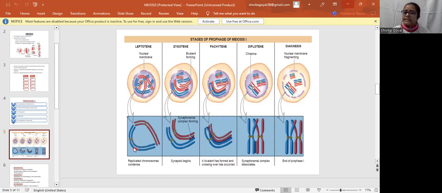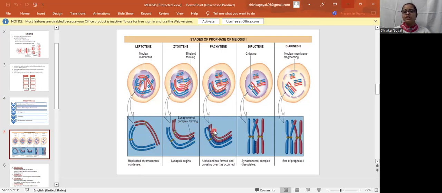Since these chromosomes are of the same type, for example, this is chromosome number 1 from the mother and this is chromosome number 1 from the father, these are called homologous chromosomes. Now, during leptotene stage, condensation of the chromosomes occurs. During zygotene, pairing of the homologous chromosomes occurs, and during pairing there is visualization of the synaptonemal complex. You can see here, the synaptonemal complex is visible during zygotene.